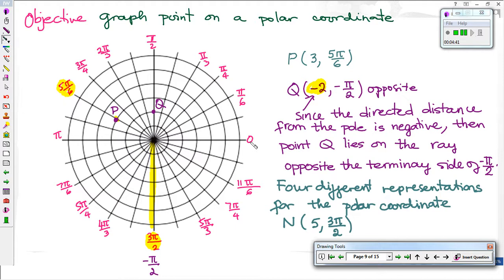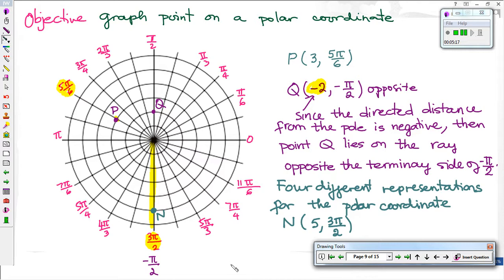From the 0 radian, we are going to locate the angle 3 pi over 2 radians. So we go counterclockwise: 1 pi over 2, 2 pi over 2, 3 pi over 2. So here. This will be the terminal side of our angle 3 pi over 2 radians. And then from the pole we count 5 units. So 1, 2, 3, 4, and 5. So this is point N.